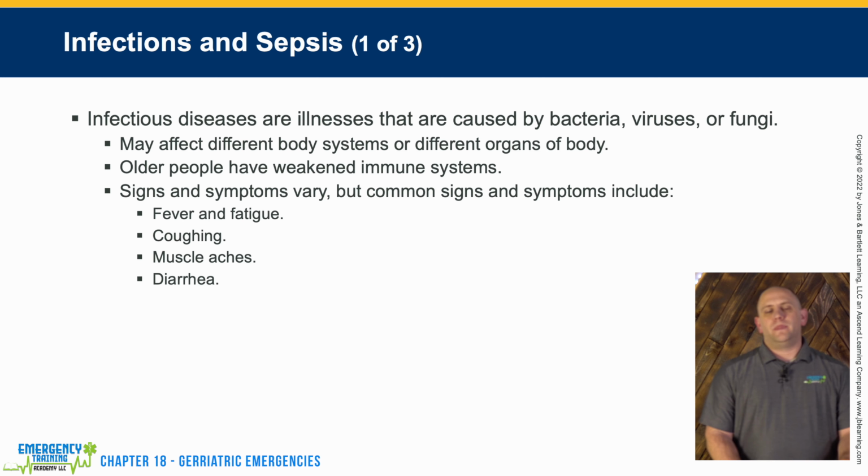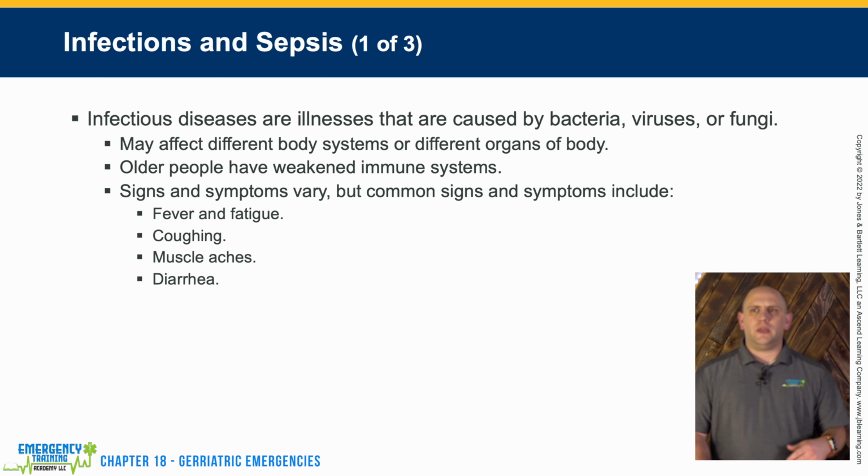We said earlier that as we age, our body loses the ability to fight off some of these infections. We become more prone to infections, and infections can affect the body in different ways. When we end up with an infection and it's not treated, that can lead to sepsis. And sepsis is a very severe infection that is now systemic throughout the body. We're going to see signs of fever and fatigue, muscle ache, coughing.